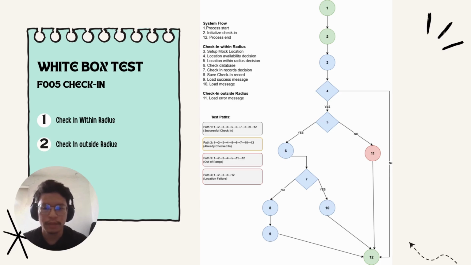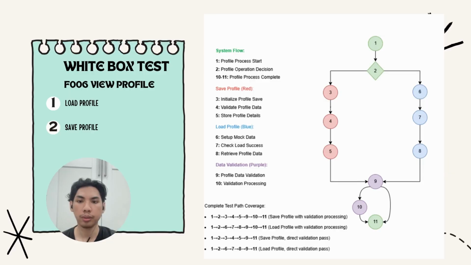For whitebox testing of F005 check-in, we perform two tests, which are check-in within the radius and check-in outside of the radius. As you can see from the control flow graph, there are 4 possible coverage paths that we have discovered. Next, for the whitebox test of F006 profile view, we covered two functions, that is load profile and save profile.